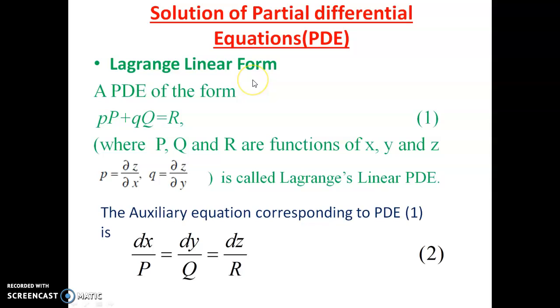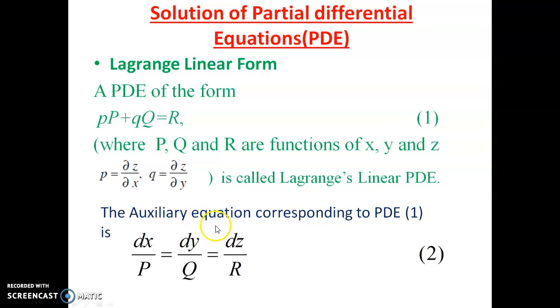So the Lagrange linear form can be put in this form, where small p and small q are the partial derivatives of z with respect to x and partial derivative of z with respect to y. Capital P, capital Q and capital R are any functions of x, y and z. If we have a partial differential equation of this form, then we call it a Lagrange linear form.